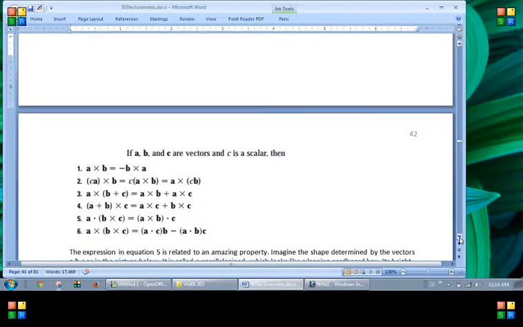Well, expression 5 is actually what we're going to talk about right next. So it's actually related to an amazing property. So notice that the formula in 5 involves 3 vectors. So imagine that we have these 3 vectors in space. In the same way that 2 vectors, you can think of them in 2 dimensions, and that determines a parallelogram, 3 vectors in 3 dimensions determines this kind of solid.